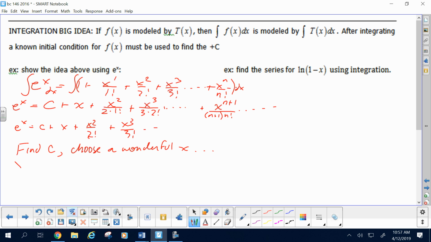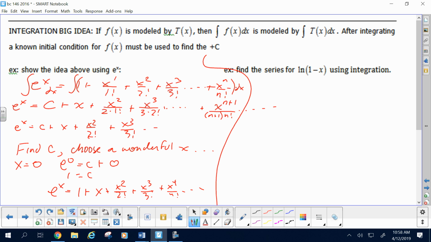Instead, choose x of 0, because then all that infiniteness goes away. You get e to the 0 equals c plus a bunch of zeros, and that implies then that c must be 1. That tells me that e to the x is 1 plus x plus, which we already knew. Now, on one level, you might say, that's stupid. Why would I take e and integrate it? Because it's going to be the same shape. I understand. It's kind of cool to prove that it is the case, but this is actually how you're going to get tons of other series.